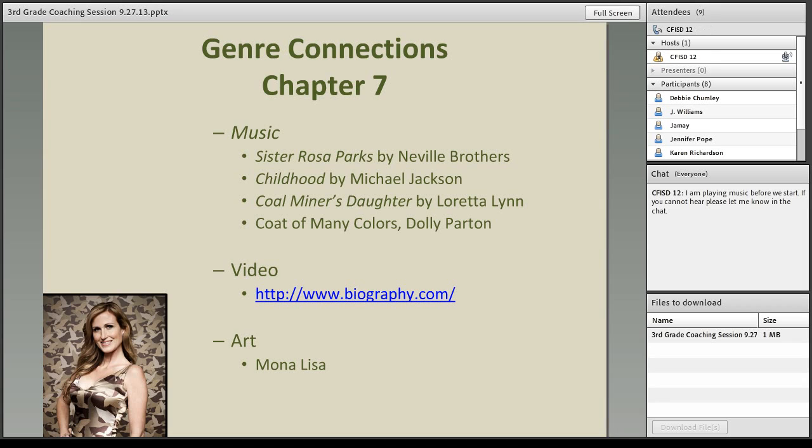I wanted to remind you about the genre connection book. In chapter 7, she talks about literary nonfiction. She goes more into biography and autobiography, but there's some great resources that you can use. You can play some music in your classroom that has that literary nonfiction. Coat of Many Colors from Dolly Parton, if you know that song, tells a story.